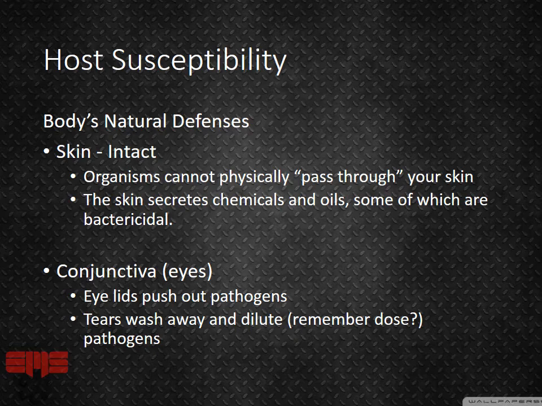Conjunctiva, that's again the lining of your eyes. Your eyelids push out pathogens, so if you were to get something in your eye, your eyelids, just the way they work, they're designed to actually push out pathogens, and your tears wash away and dilute the pathogen. Remember the dose in the earlier slide. You have to have the pathogen in the appropriate dose to infect you. So that would be a defense mechanism, just diluting it by itself with the tears.